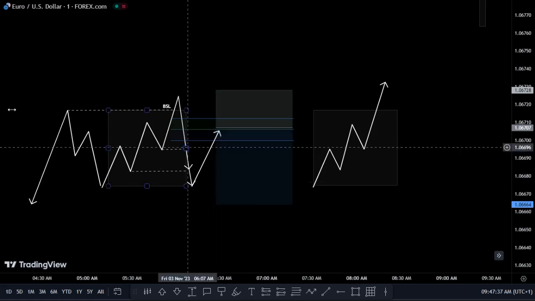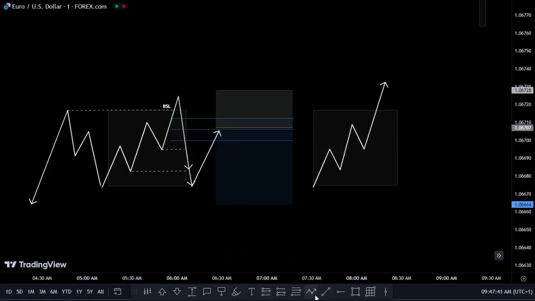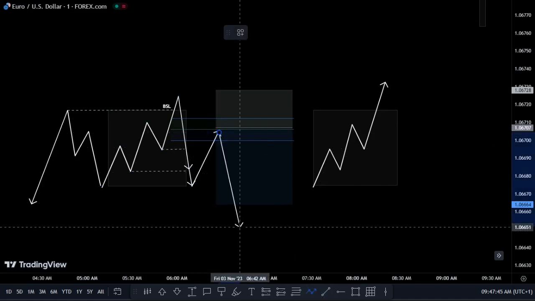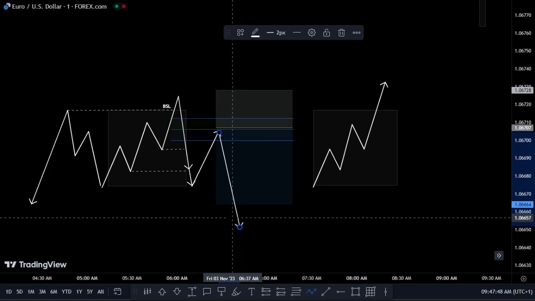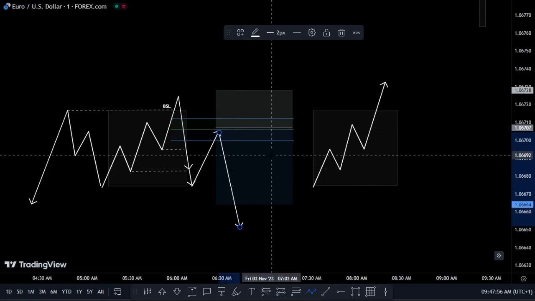So this is scenario number 1, where London is the manipulation and then New York comes in with the liquidity to drive price down. Now, in some cases, you might not actually need New York for this to happen, but regardless, you just take advantage of whatever scenario you find yourself in.